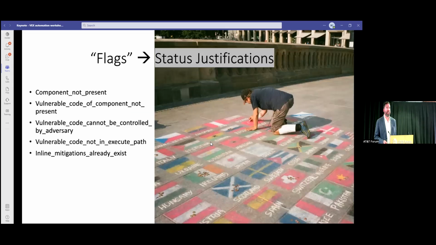And then we have the idea of status justifications. So this says, hey, it's not just enough to say that something is not affected. I would like information about why it's not affected. And so we refer to these as status justifications. So what are they? Well, there are 5. You can think of them as progressively harder to validate or harder to prove. So one of them is just saying, hey, component not present.